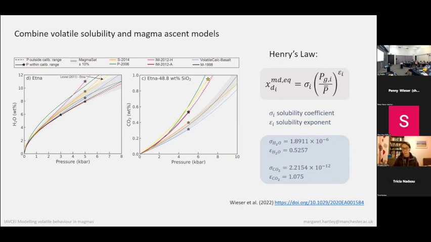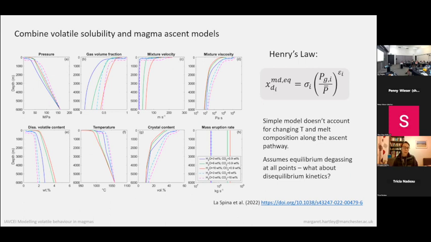And he's just doing that for the two species, effectively in isolation. And you could do this for MagmaSat or for any one of the other volatile solubility models that are out there. So this is quite elegant in that it's a very simple way of describing the volatile solubility, but it doesn't account for the changing temperature and changing melt composition along the ascent pathway. And it assumes equilibrium degassing at all points.